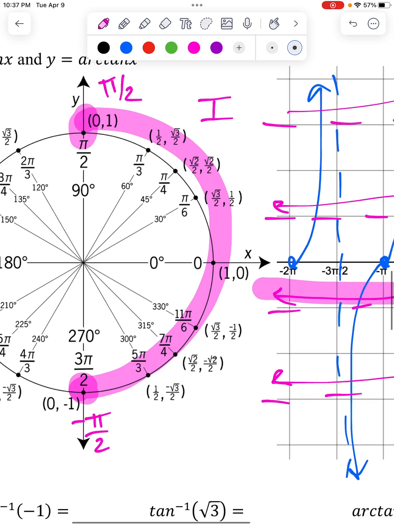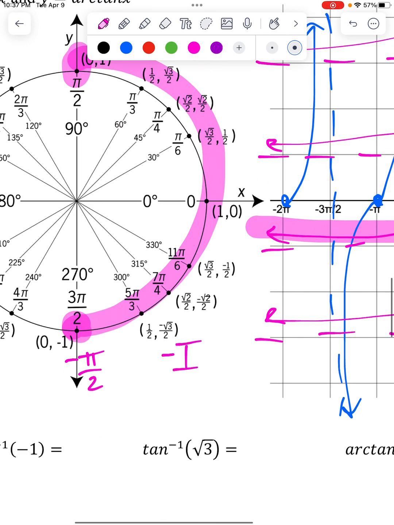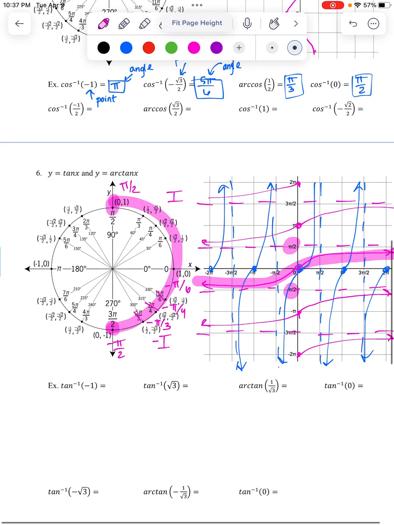So again, we're going to use the first quadrant and the negative first quadrant. And I call it the negative first quadrant, not the fourth quadrant, because we're going from negative pi over 2 up to 0. So this we would call negative pi over 6, negative pi over 4, and negative pi over 3. So I'll do a couple examples for you.